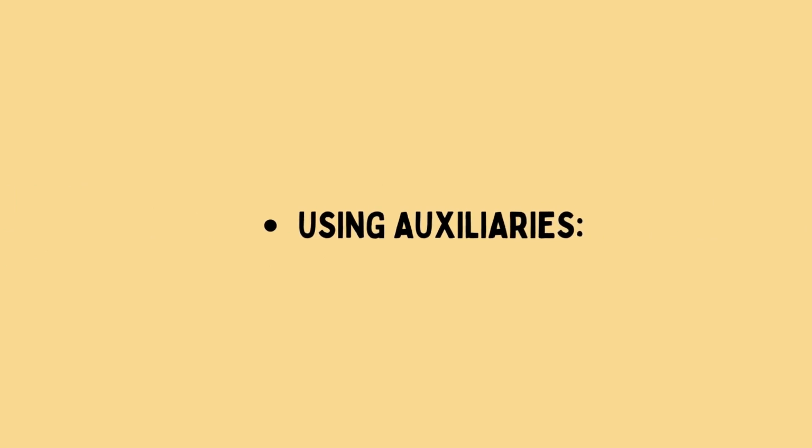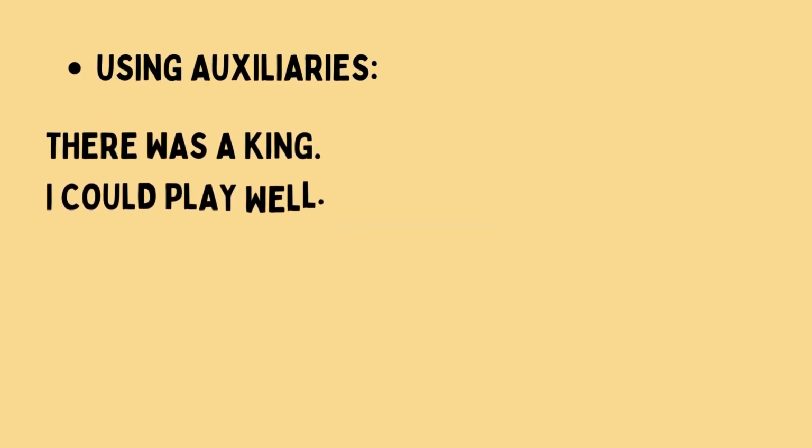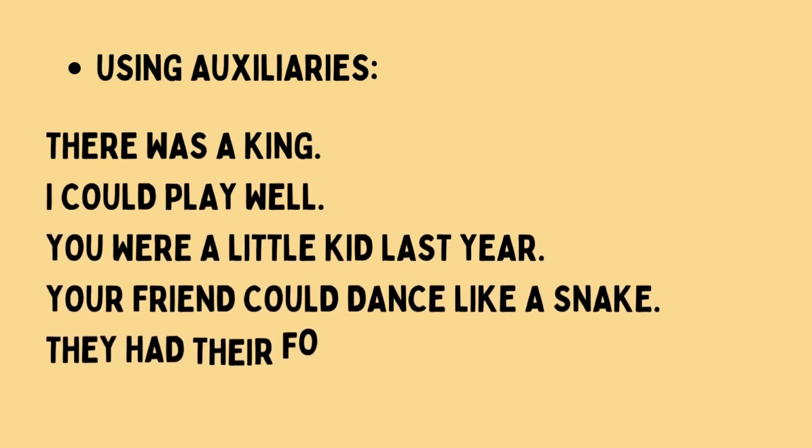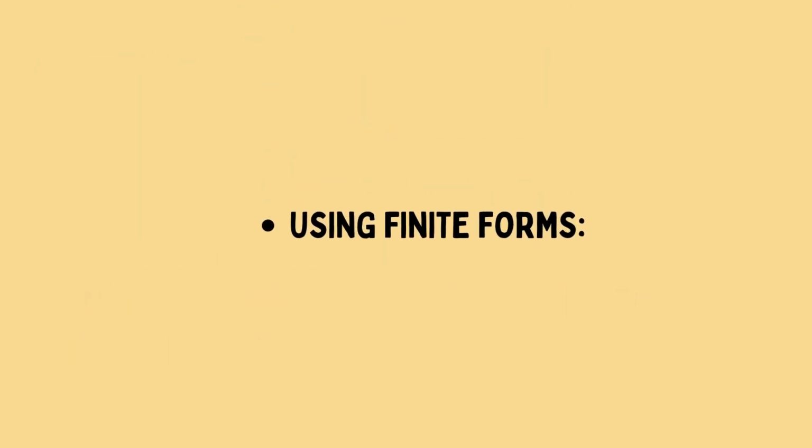Using auxiliaries. There was a king. I could play well. You were a little kid last year. Your friend could dance like a snake. They had their food.